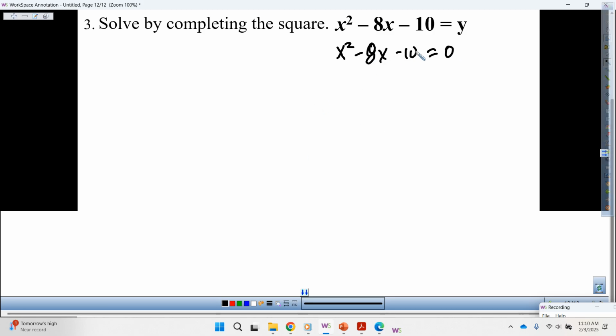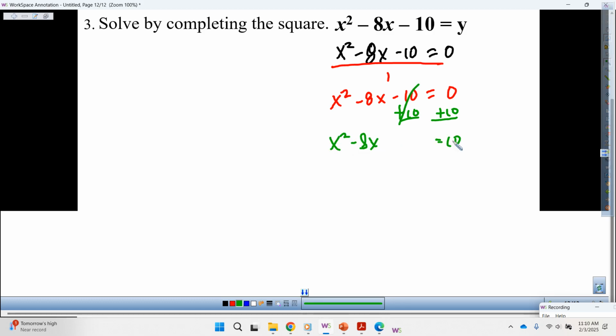All right, since you haven't left, what is the next step? Divide by 1, so that gives us x squared minus 8x minus 10 equal to 0. Hands up if you agree so far? From there we need to eliminate the constant. So what do we do? Add 10: x squared minus 8x equals 10. I need to complete the square. How do I complete the square? Negative 8 over 2 squared to both sides.